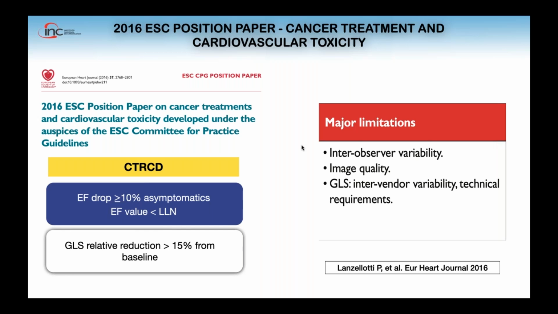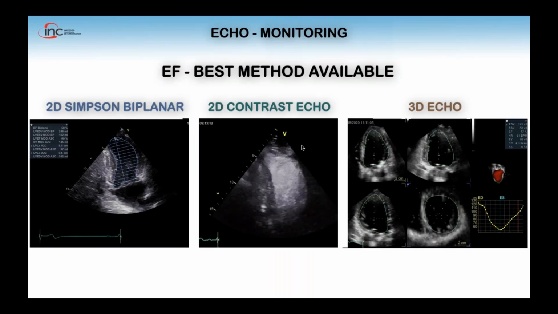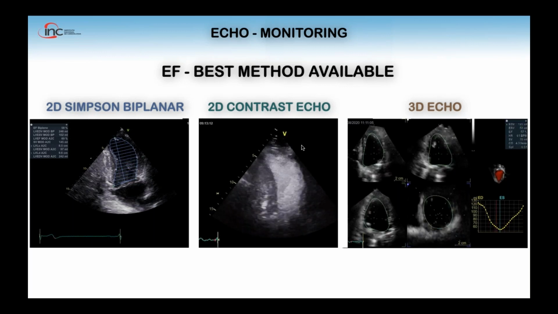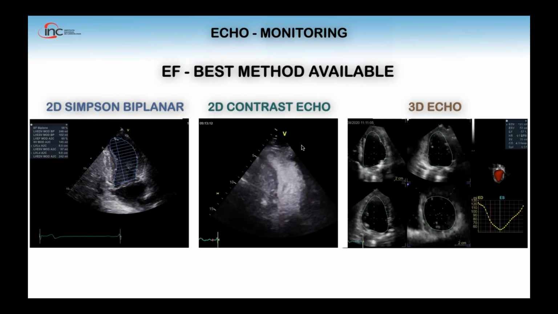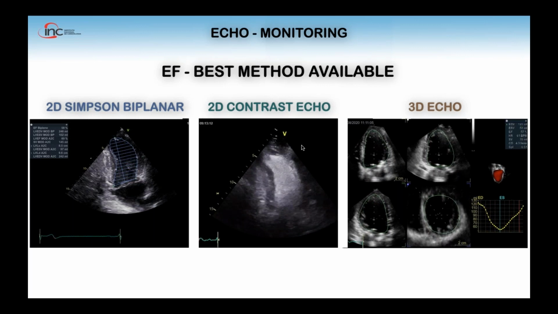Although it has many advantages as a first-line diagnostic tool, echo has its drawbacks and some limitations. It depends heavily on image quality, operator skills, and some important technical details for strain analysis. For ejection fraction monitoring, we have to use the best technique available in our lab for each patient, and 3D echo has the best accuracy and reproducibility. In patients with a limited acoustic window, the use of contrast echo is very important.